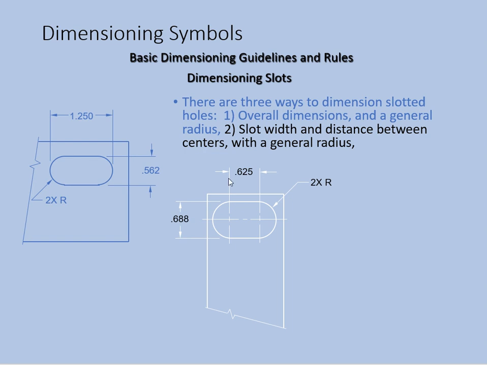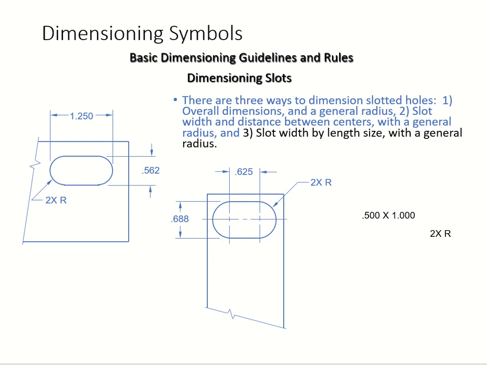Your width is on this side, yes, and then from here to here, instead of showing from the top of this slot to the end of the slot, we're giving in between. It's a little bit different. So that's slot width and distance between the centers. So that's your center of the first arc, center of the second, identical arc, and we're taking that distance. So a little bit different for slot dimensioning.